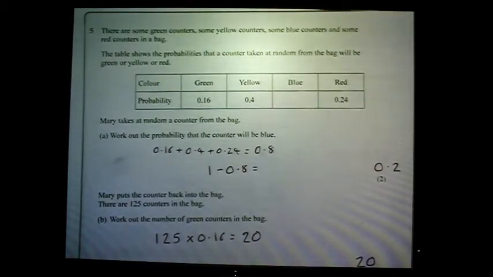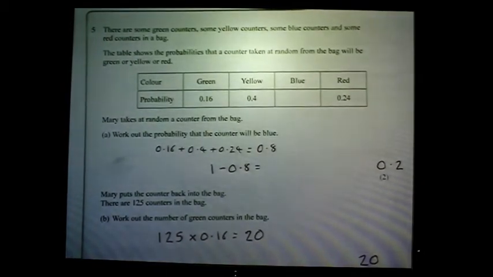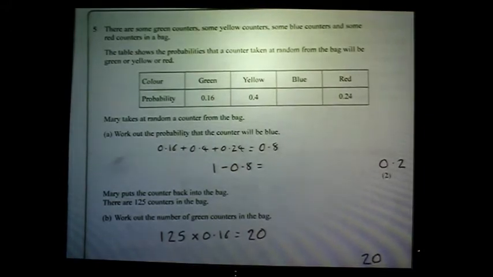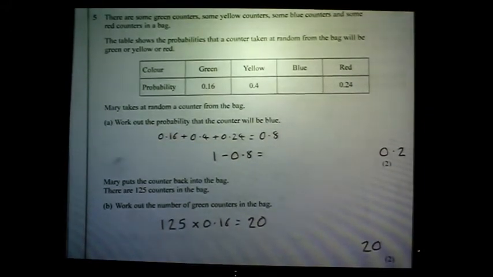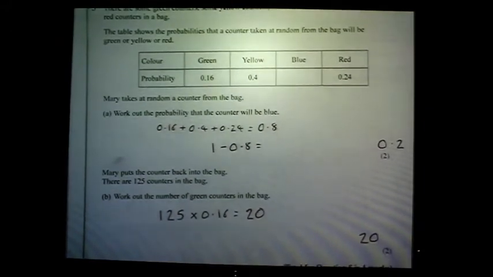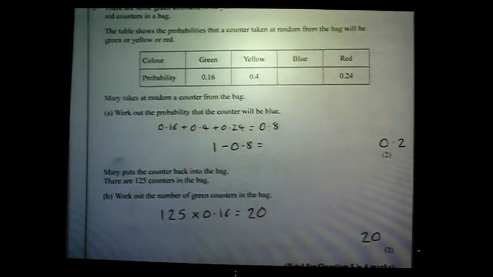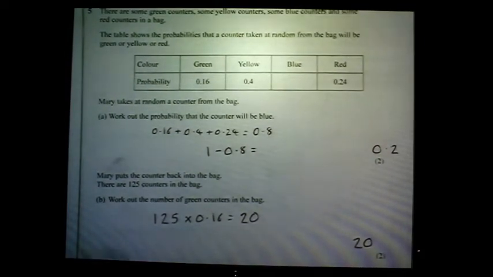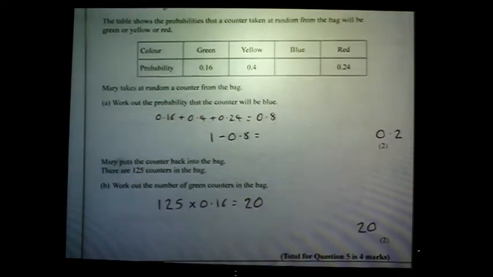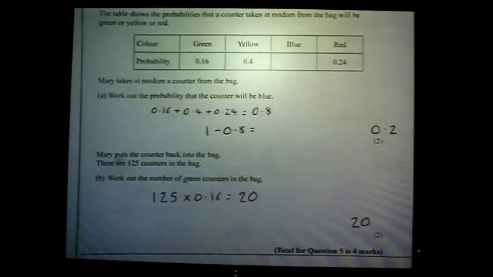Mary puts the counters in a bag, and there's 125. Work out the number of green counters in the bag. What you need to do is take 125 and multiply that by the probability of it being green, which is 0.16. So 125 times 0.16 is 20. So there are 20 green counters in the bag.